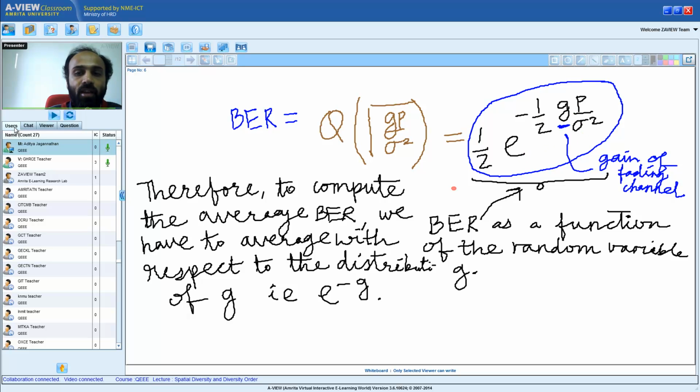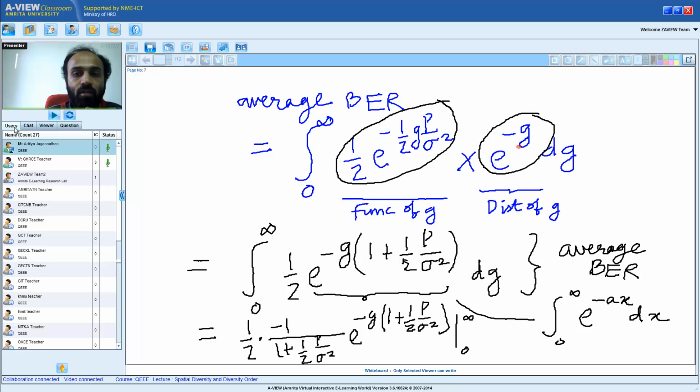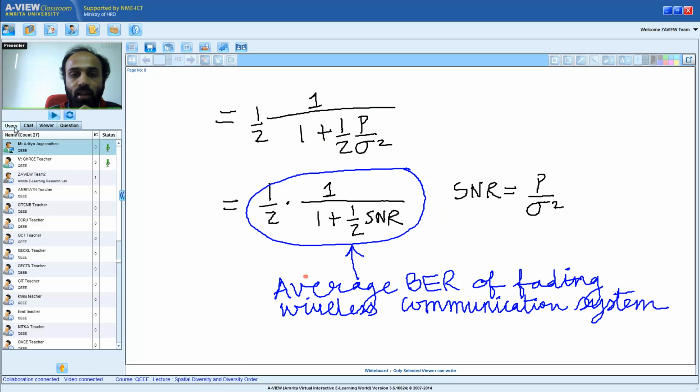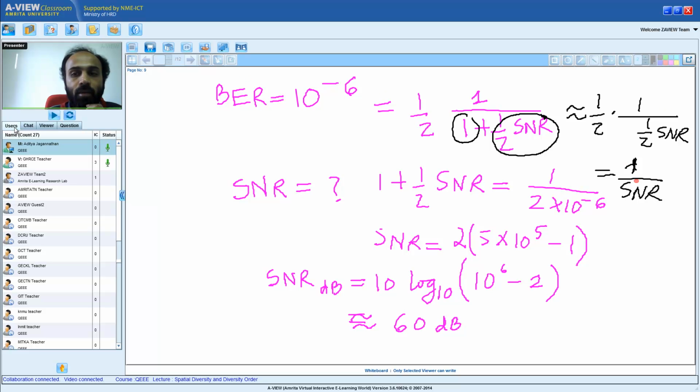Now when I average this half e power minus half gP over sigma square over the gain, with the density e to the power minus g, because g is a random quantity, I have to multiply by the density and average with respect to g. You can go through this. The expression I get is basically half times 1 over 1 plus half SNR, where SNR is equal to P over sigma square. This can be approximated as 1 over SNR.